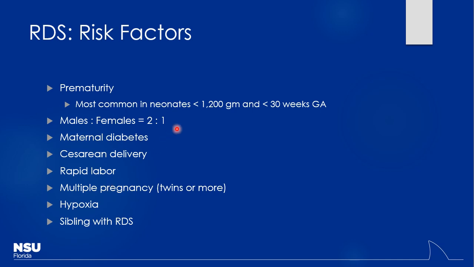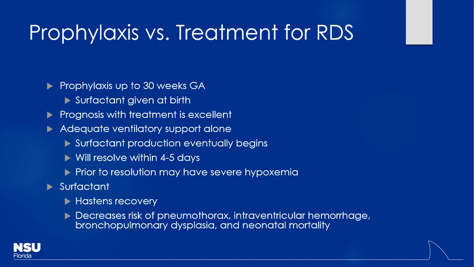But other things you're going to find can predispose them to having RDS and decrease surfactant production, especially a multiple pregnancy, like twins is a big one, hypoxia, rapid labor, all these different things can predispose them to that. But I want to focus on the actual treatment here. Oftentimes for up to 30 weeks, we're going to go ahead and just give them prophylactic surfactant, right? And so how do you think we have to give surfactant? Because normally it's in the lungs, so how would we administer it?